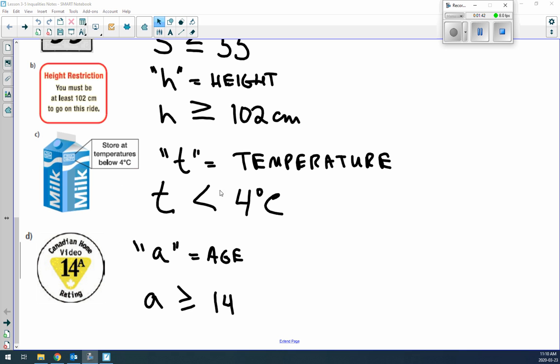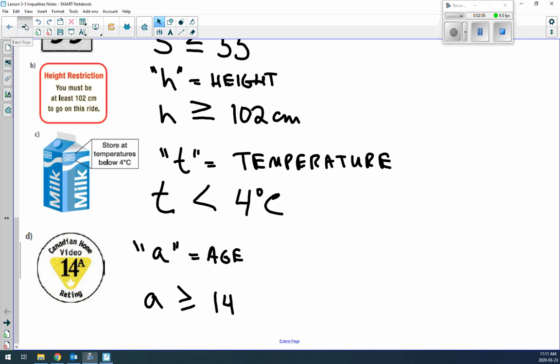Temperature on milk. So T is temperature. Store at temperatures below 4. It doesn't say at or below 4, so it says below 4. So T has to be less than 4 degrees Celsius. And video ratings, A is age. You have to be at least 14 or older to be able to watch this one. So it's greater than or equal to 14.